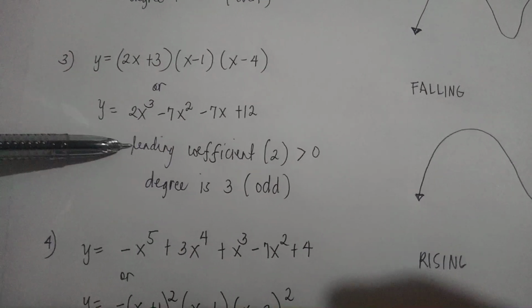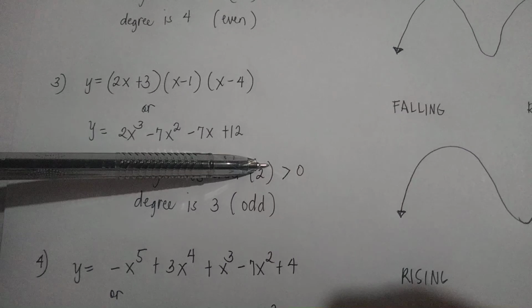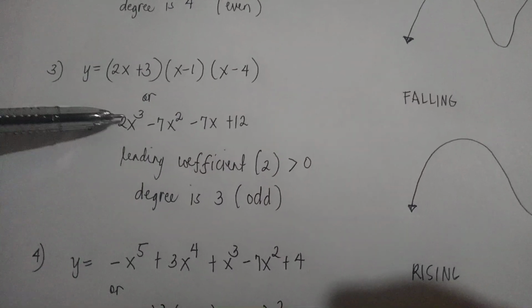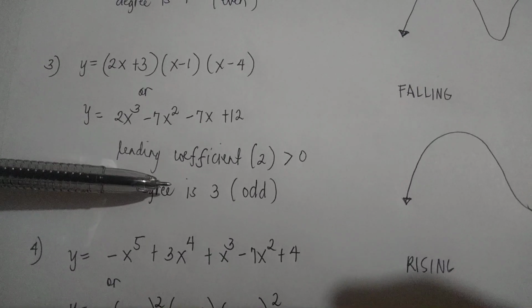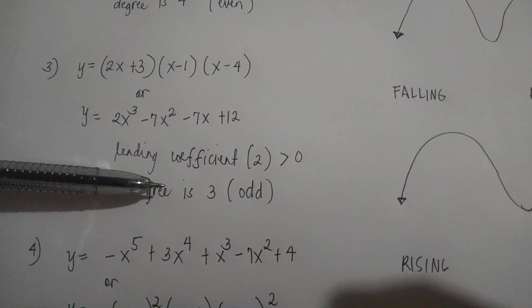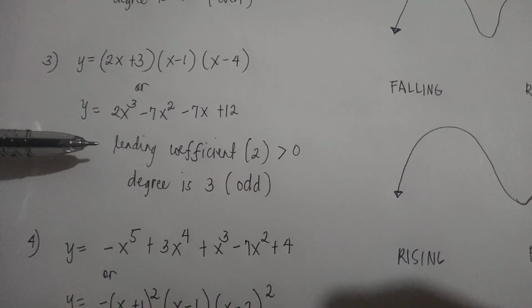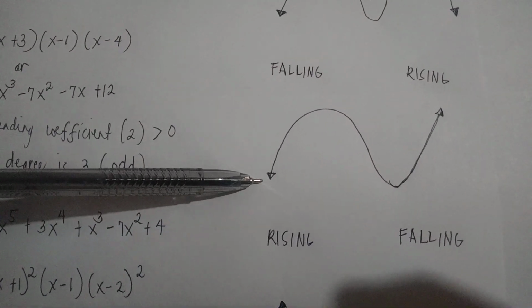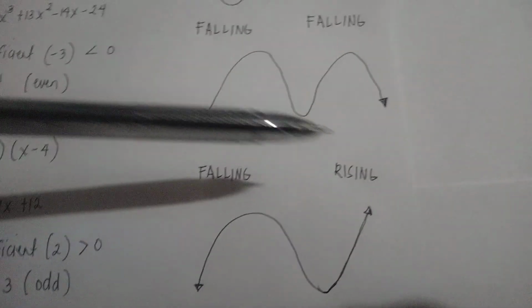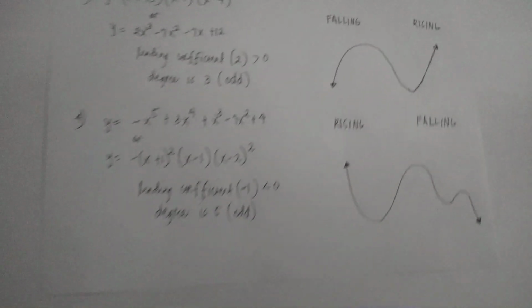Here, the leading coefficient is 2, which is greater than 0. The degree is 3, which is odd. When we say odd, these are the numbers that are not divisible by 2. If the leading coefficient is greater than 0 and the degree is odd, the end behavior is falling, rising. That is case number 3.